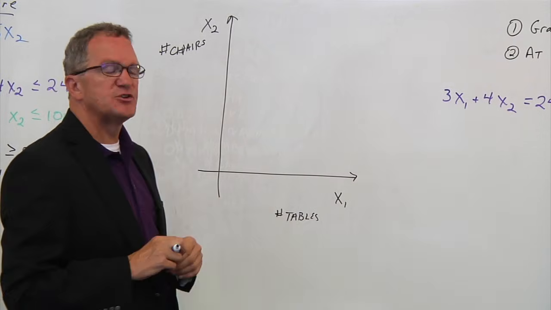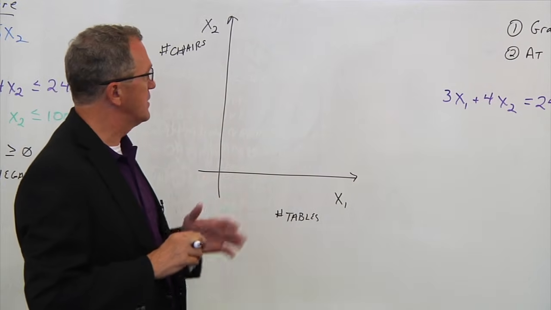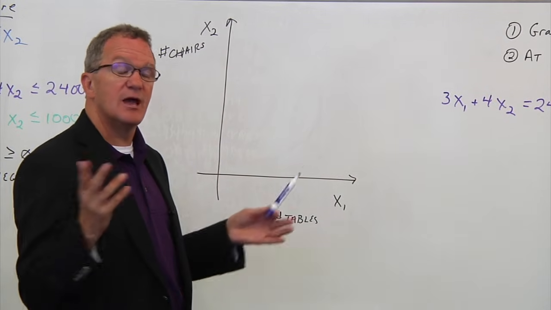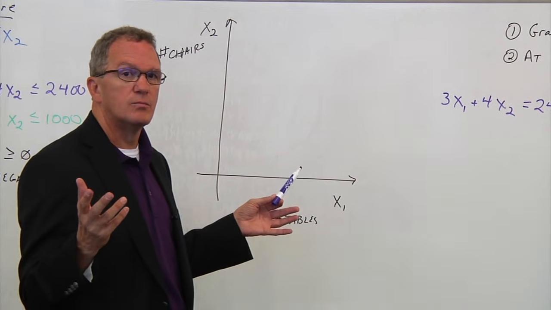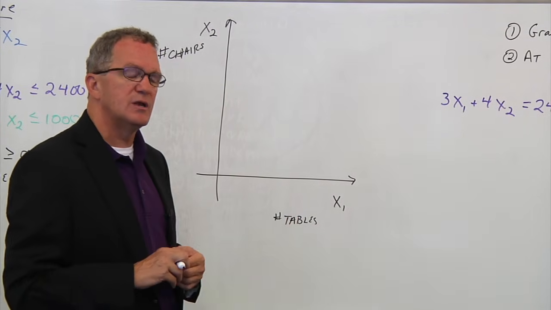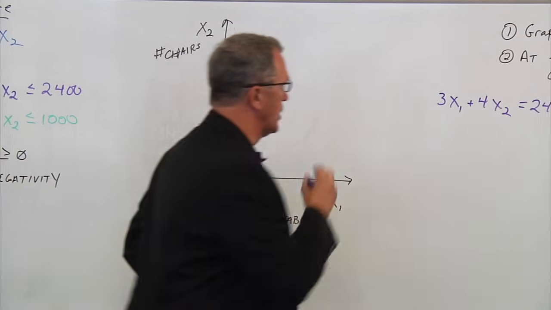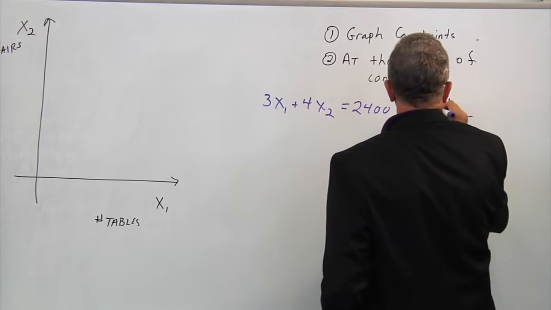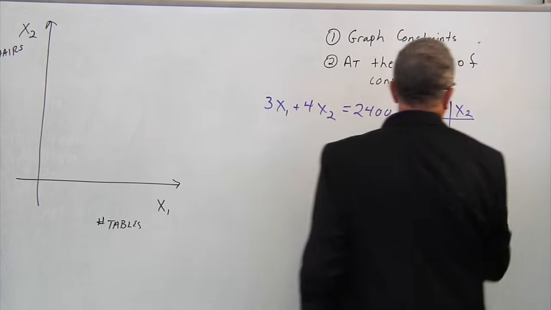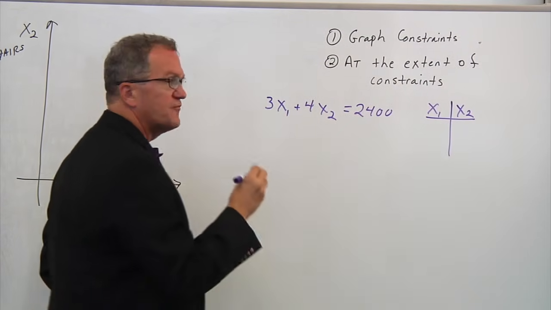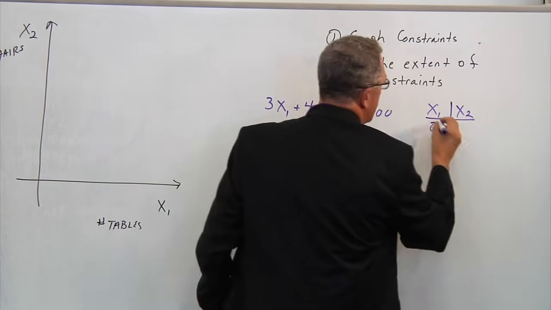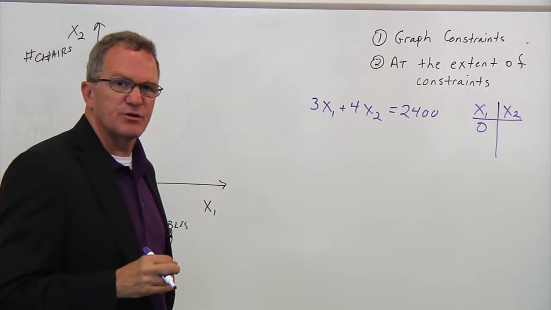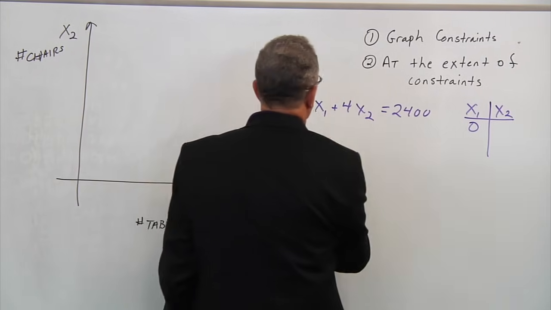Now, how do I find 2 points on that line? Well, the bottom line is I stick 2 values in for x1 and then calculate x2. The easiest way to do it is to do it where one of them is 0. So let's take a look at that. I need 2 points on the line, x1, x2. If the value of x1 is 0, in other words, if I make no tables, how many chairs can I make?